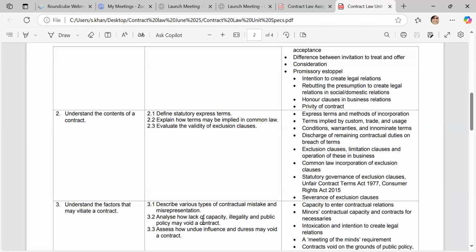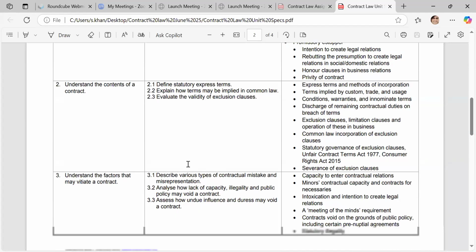Here the indicative content looks at what express terms are, terms by custom and trade. We also look at conditions, warranties, innominate terms, discharge of contractual obligations, breach of contract, common law incorporation of exclusion clauses, statutory governance, and the UCTA Act.